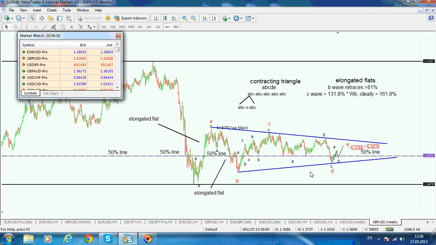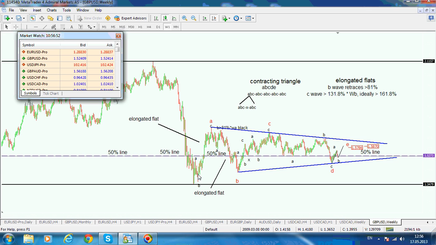We've introduced so far the concepts of elongated flats, the 50% line, as you can see, that acts really nicely as support and resistance, more like a pivot area. And then what to look for, if this is an A, B, C, D, E, and this contracting triangle is going to point to the downside. So if we break this blue trend line to the downside like this, then at the end of this E wave the contracting triangle ends, and because price comes from the upside before the contracting triangle, you should look for the measured move of a contracting triangle.